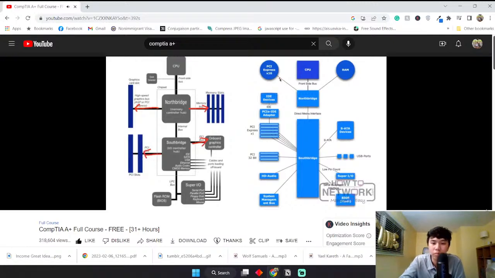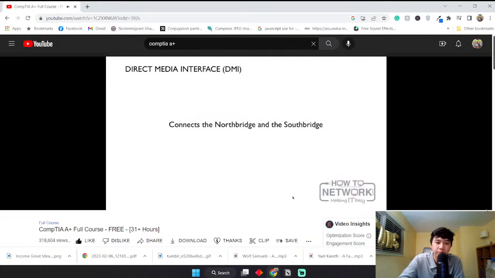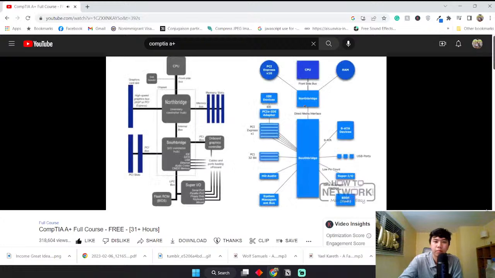North Bridge PCI Express, which is a high-end graphics card we'll talk about, connects to the North Bridge. RAM, North Bridge, everything else, South Bridge. The direct media interface is what connects the North Bridge and the South Bridge. So if we go back here, you see here, direct media interface. This is called the internal bus, but that's just another name for the direct media interface. I just point this out so that if you see the term direct media interface on the test, you know that's the thing that connects the North Bridge and the South Bridge together.